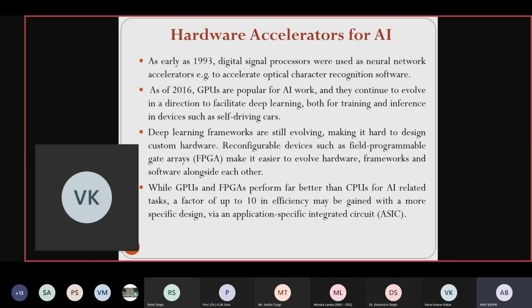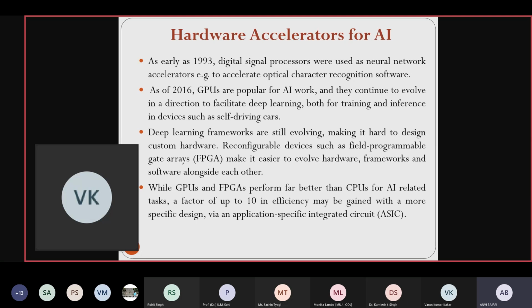Just a glimpse for you, to wind up this presentation at the end, of how the industry is doing and how research people can execute AI on hardware. What are the prominent hardware solutions for it? Previously we had the digital signal processor, and we could run some neural network algorithms on it for optical character recognition. In 2016 the GPU came into the picture and they are working for AI. Even presently we are using GPUs, like Google Colab, for running our deep learning algorithms.